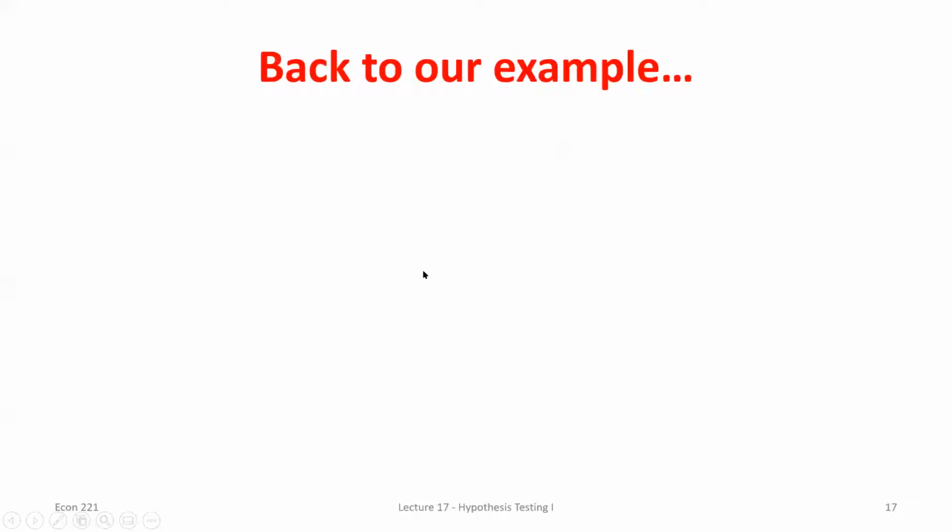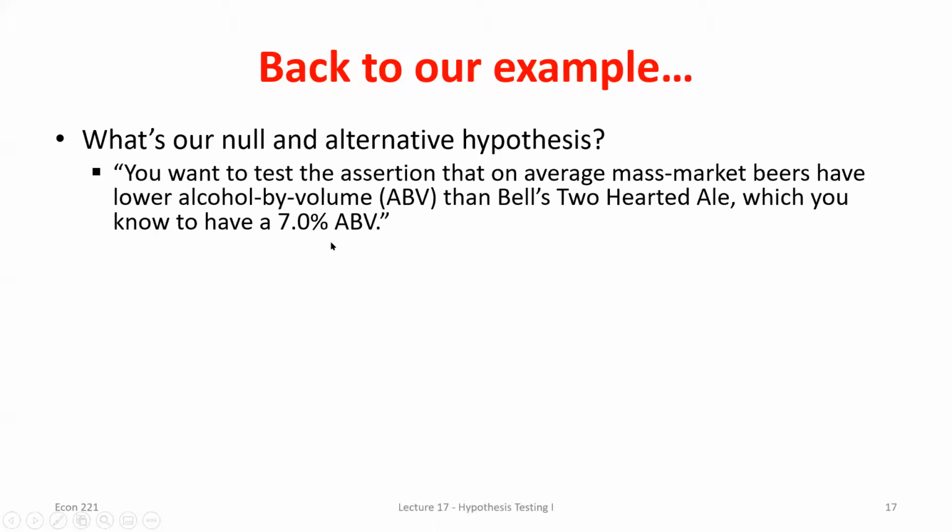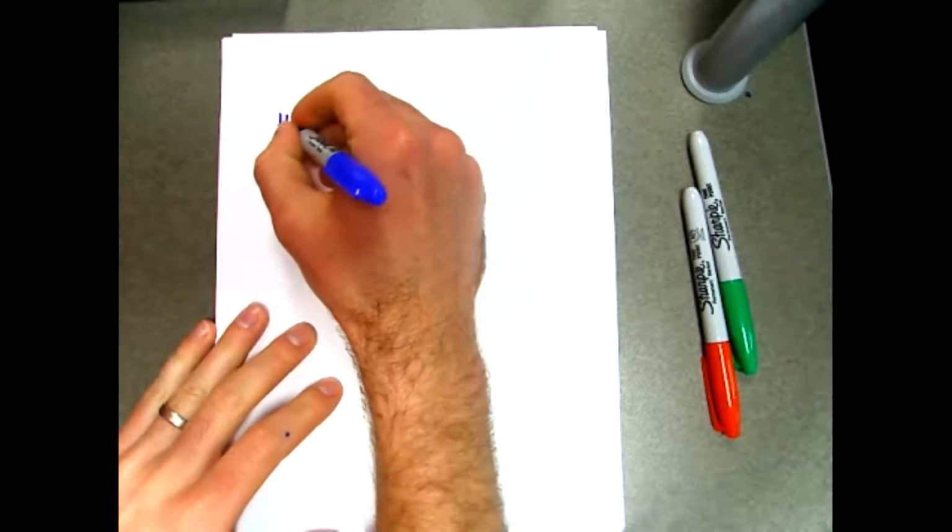So we've got these steps. We'll return to this example and identify our null and alternative hypotheses, and then we'll look at another example as well. We said we want to test whether the average ABV of these domestic mass market beers was less than 7%. If I'm identifying my null and alternative hypotheses there, whatever I want to test for is my alternative hypothesis. It's usually easier to identify that first, right?